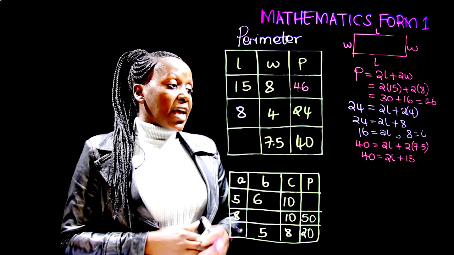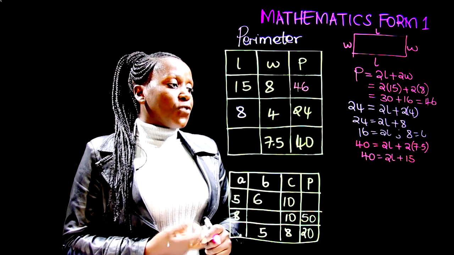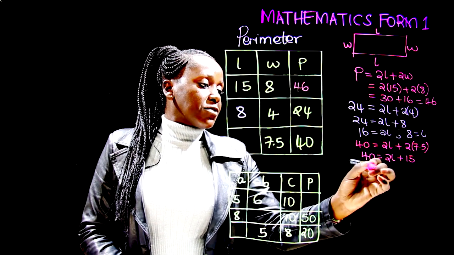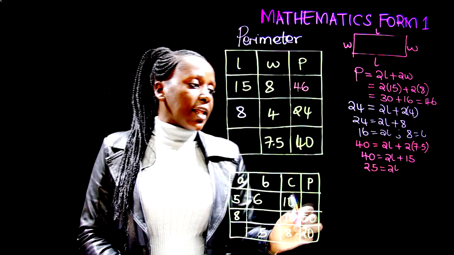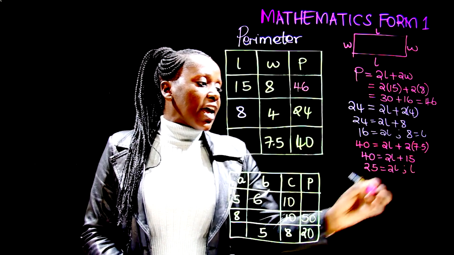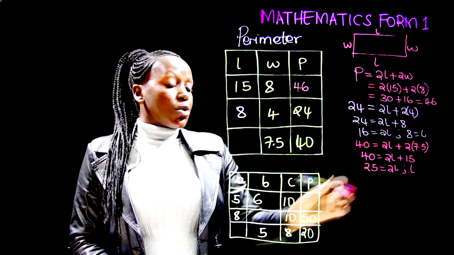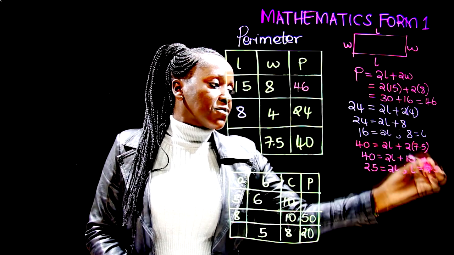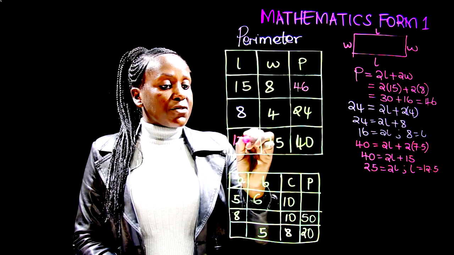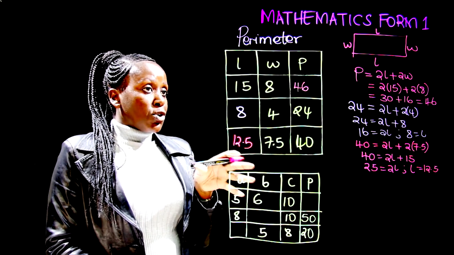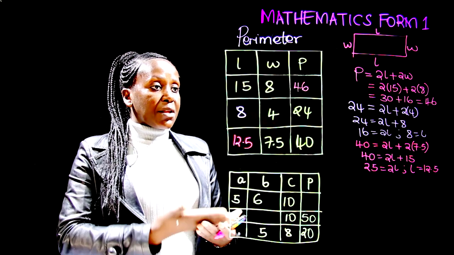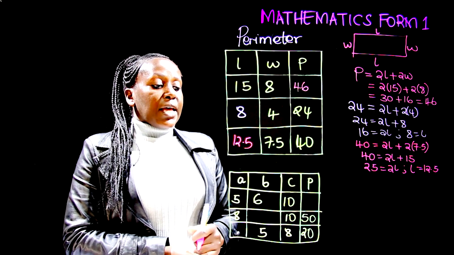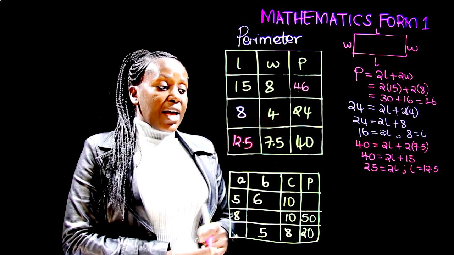Taking 15 to this side will be subtraction. So 40 minus 15 is going to be equal to 25, which is equal to 2L. Now to determine the value of L, we will have to divide by 2 on both sides to obtain L as 12.5. So this is how you approach a question where you have the perimeter and one of the sides. Alright? Is that the same case when it comes to a triangle?